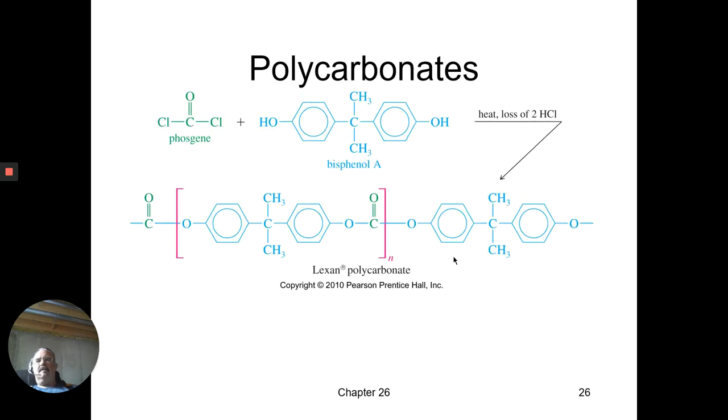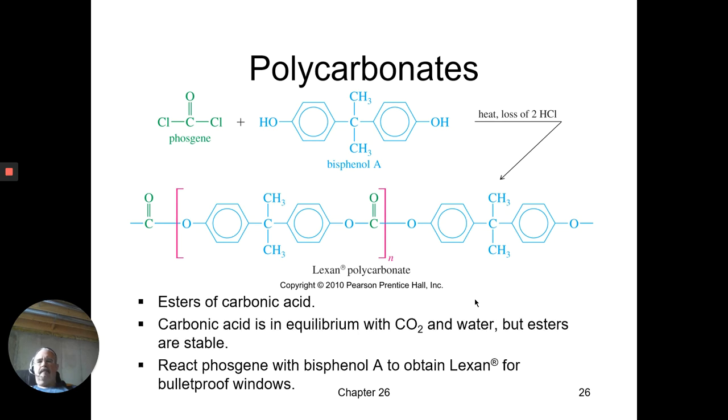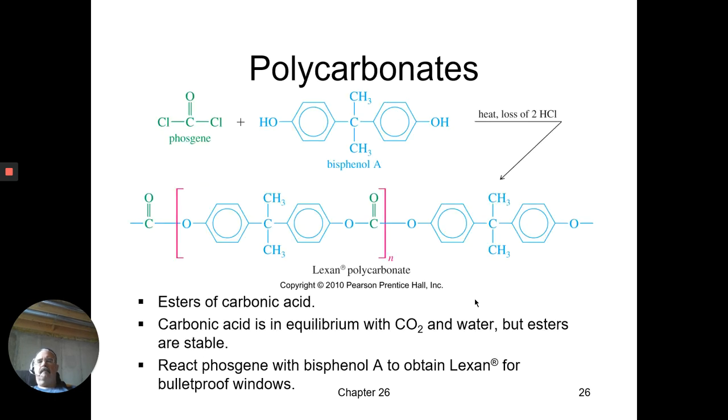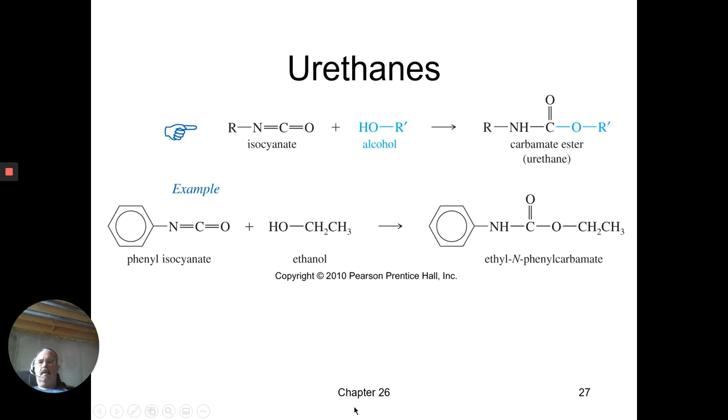Polycarbonates are polymers that result from, for example, phosgene and bisphenol A. Polycarbonate is a very tough material. It's used, for example, to make shatterproof eyeglass lenses and bulletproof windows.